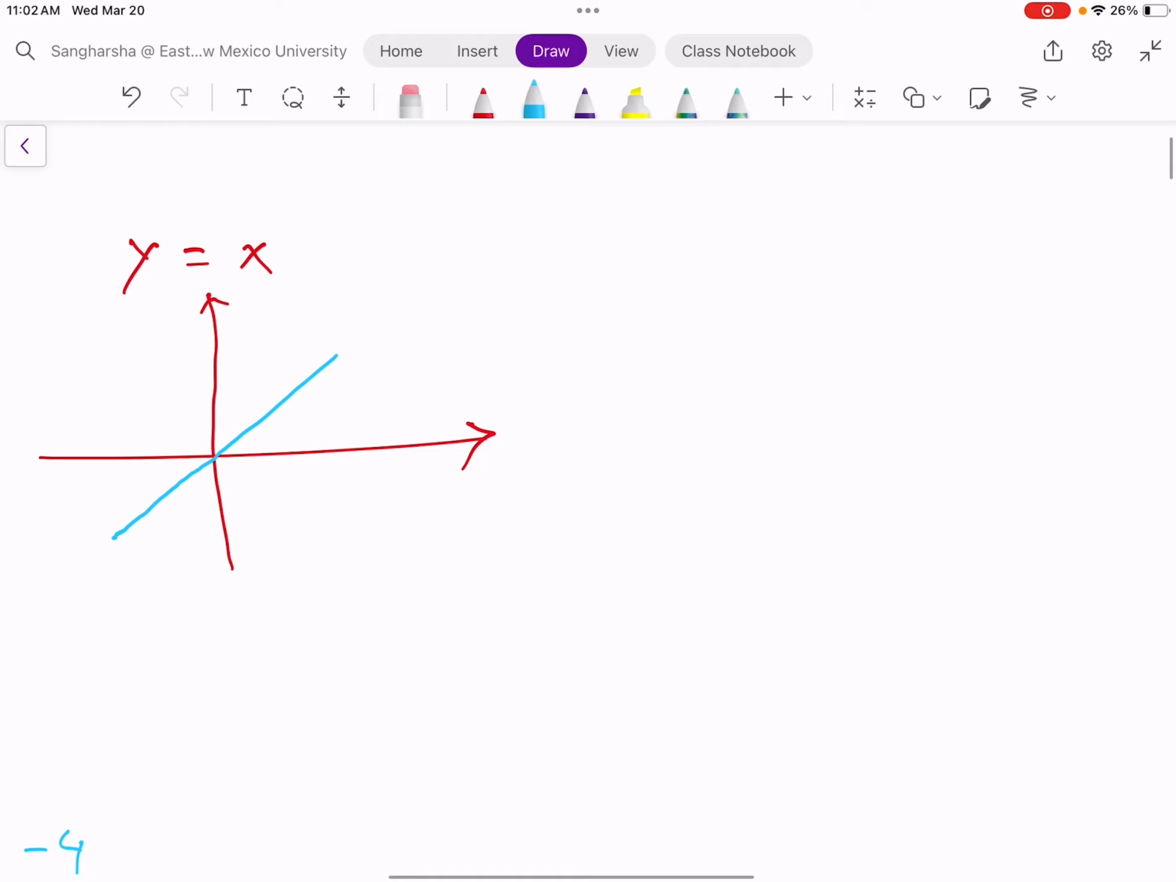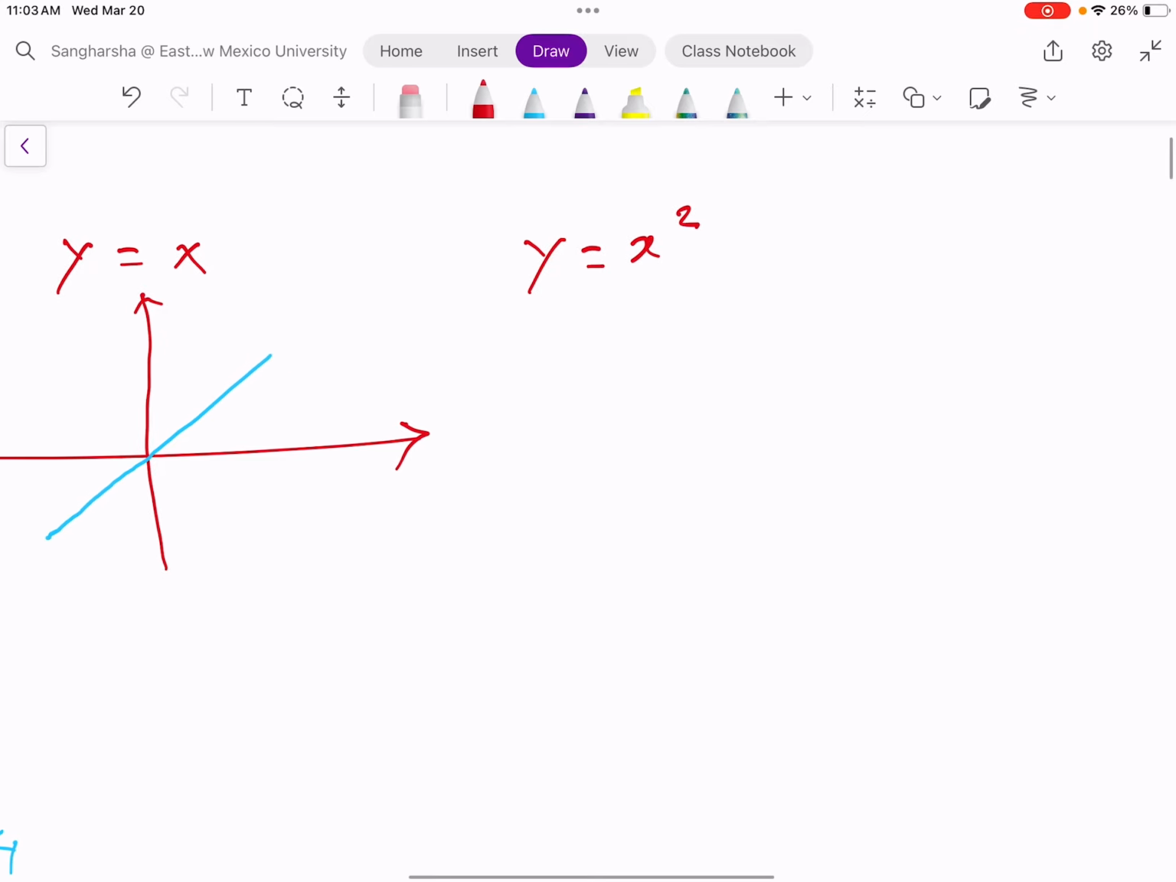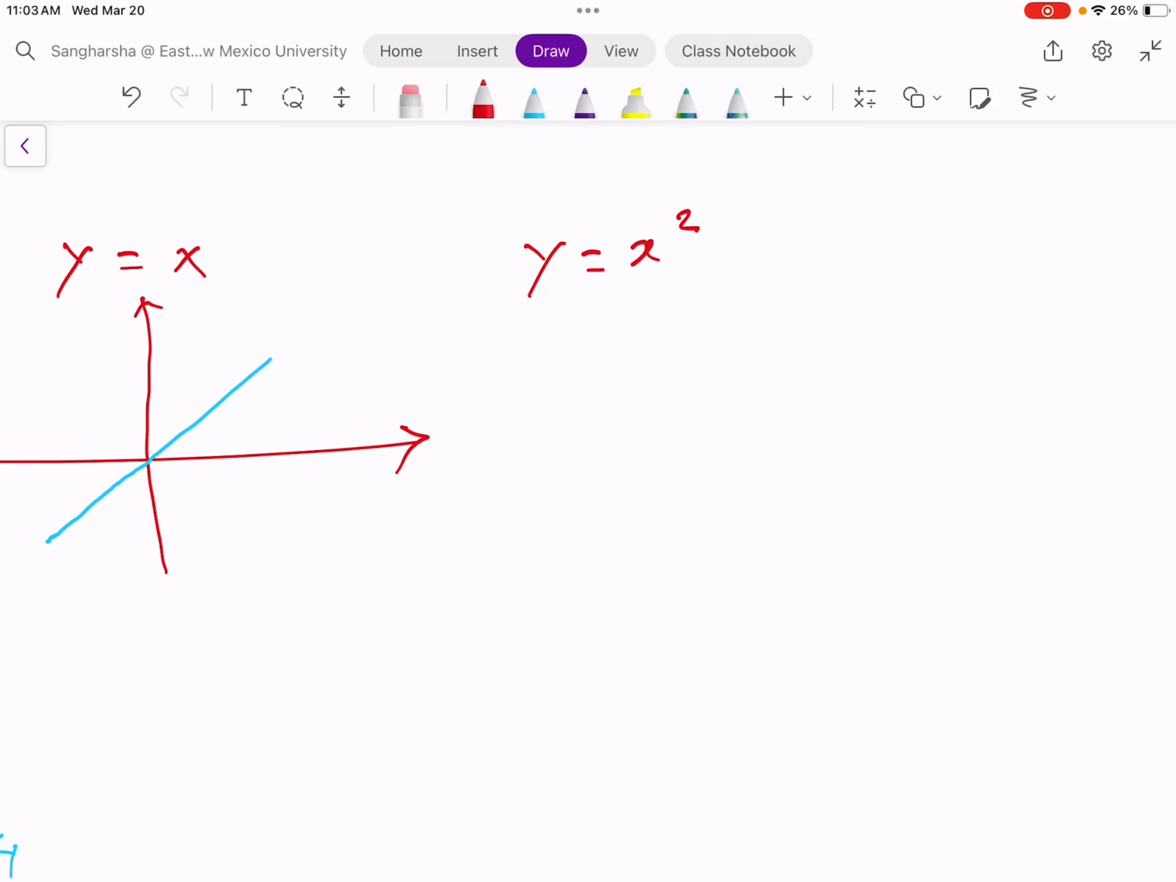Then next we have the y equals x squared function. What is the name of this function? The function is a quadratic function or a square function, and the graph for this function is a parabola. The graph for this square function is always a parabola.